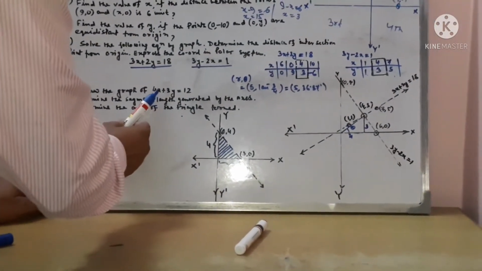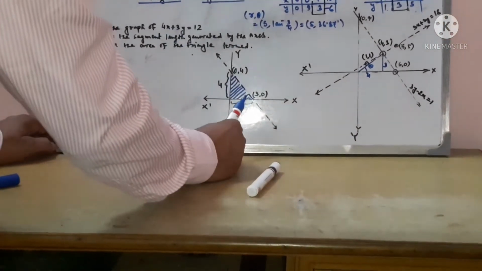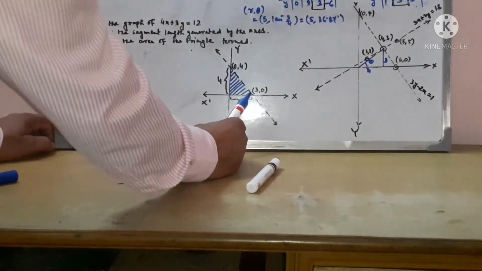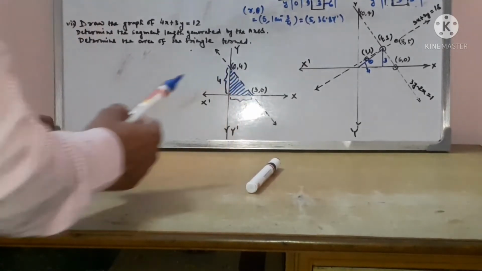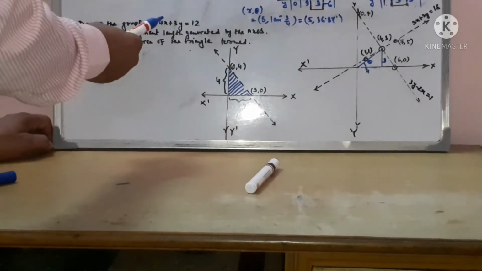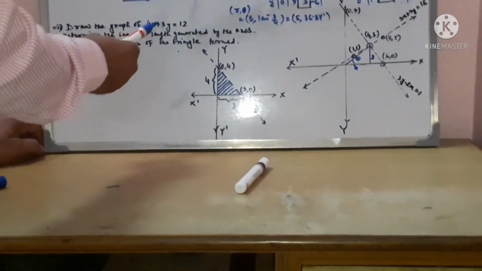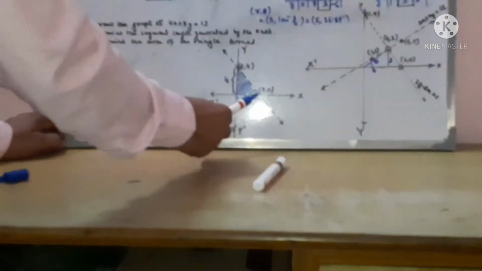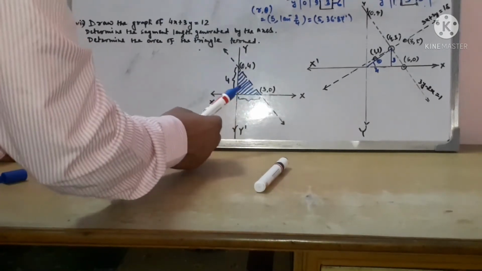And if we put y equal to 0, then we will get the cutting point, the intersection point of the line with the x axis. If we put x equal to 0, then y equal to 4. So this point is 0, 4, and if we put y equal to 0, then x equal to 3. That means this point is 3, 0. So the triangle formed is like this.